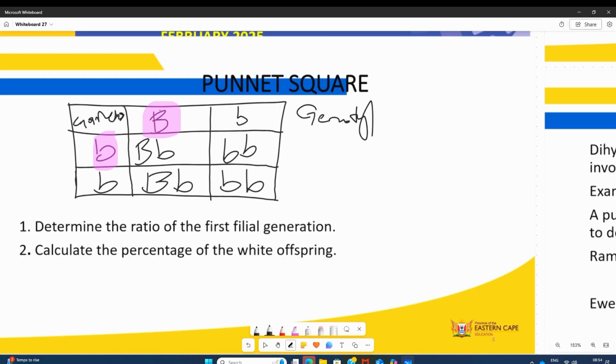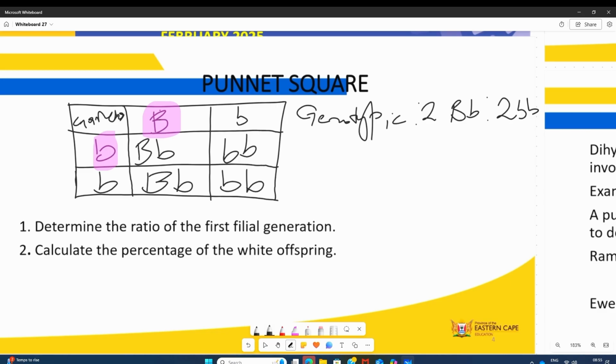Genotypic ratio is, let's check in terms of the genotype, which one is heterozygous, which one is homozygous. We have only 2 offspring that are heterozygous, that is again the dominant and the recessive, and 2 homozygous. This is the genotypic ratio.